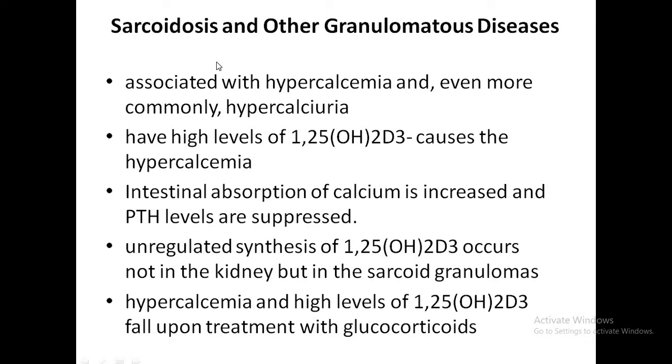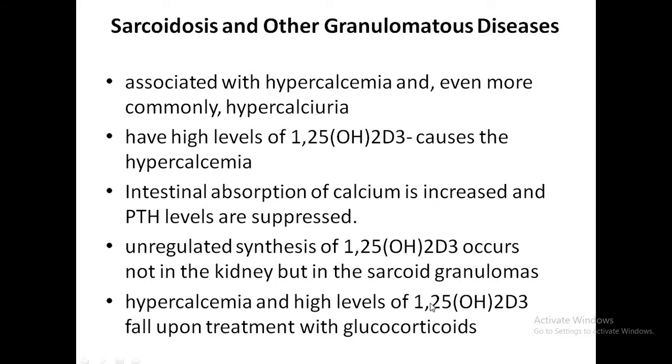Coming to sarcoidosis and other granulomatous disease. Sarcoidosis is usually associated with hypercalcemia and even more commonly hypercalciuria. They have high levels of 1,25-hydroxyvitamin D3. So it causes the hypercalcemia by increasing the intestinal absorption of calcium, and the PTH levels are suppressed in this condition. And there is unregulated synthesis of calcitriol. It occurs not in the kidney but in the sarcoid granulomas.